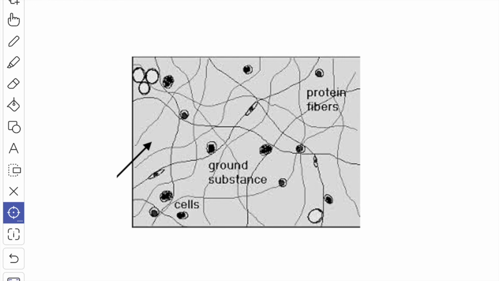Their main function is to facilitate the adhesion between the various elements of connective tissue. The intercellular ground substance is synthesized by fibroblasts, osteoblasts, chondroblasts, and even smooth muscle cells can produce ground substance.